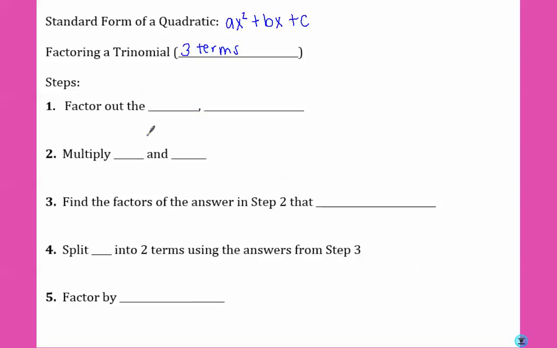So last class we factored 4 terms. We're going to use this process today to change the 3 terms into 4 terms so we can use what we learned last class. So first we're going to factor out the GCF if possible. Then we're going to multiply a and c. So the number in front of the x squared and the number on the end that doesn't have an x. Then we're going to find the factors of the answer in step 2, so whatever answer we get from multiplying, that add up to b, so the number that's in front of x. Then we're going to split bx into 2 terms using the answers that we got in step 3. And then finally we're going to factor by grouping. I know that sounds a little confusing, but I'm going to show you what I mean in the examples.